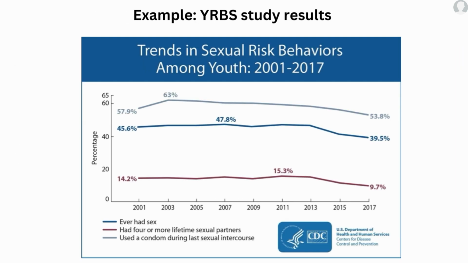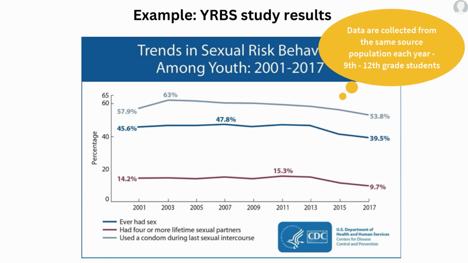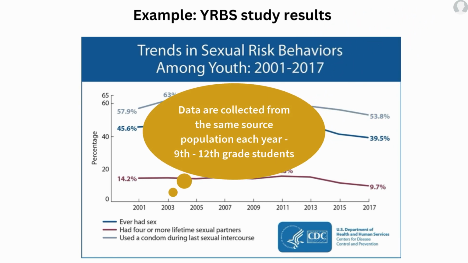This graph shows YRBS results for trends in sexual risk behaviors over time. You may wonder, if each participant provides data only once, how is it possible to know trends over time? The reason is that although participants are always different, the survey questions are the same year after year. So the survey asks the same questions each year and then can plot a result for each year, and we can see trends over time.